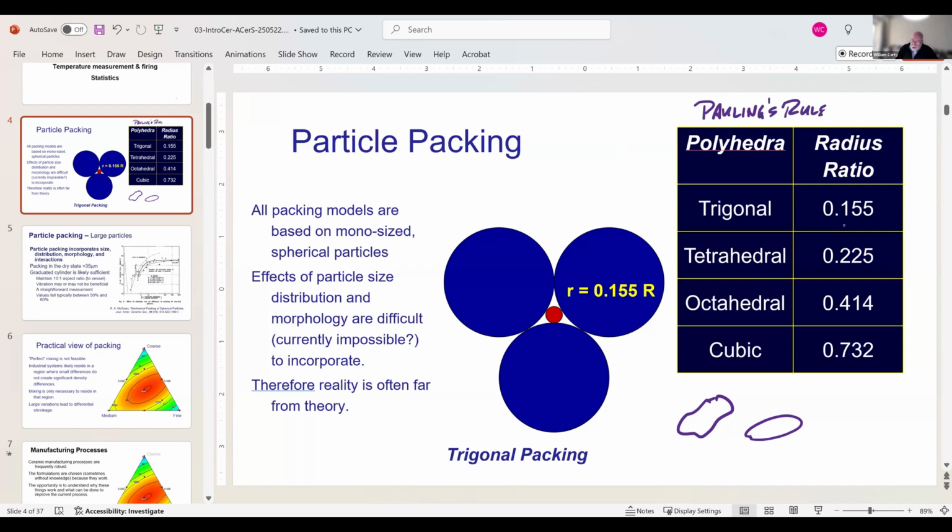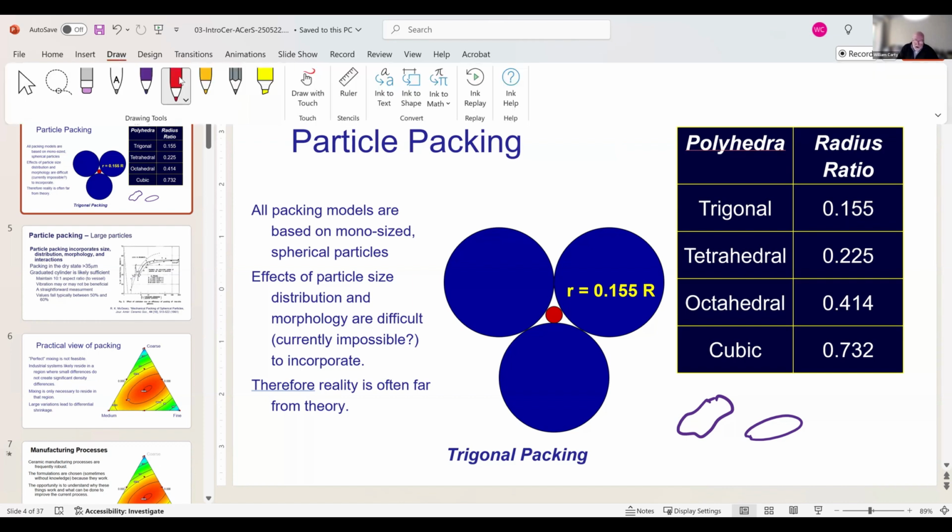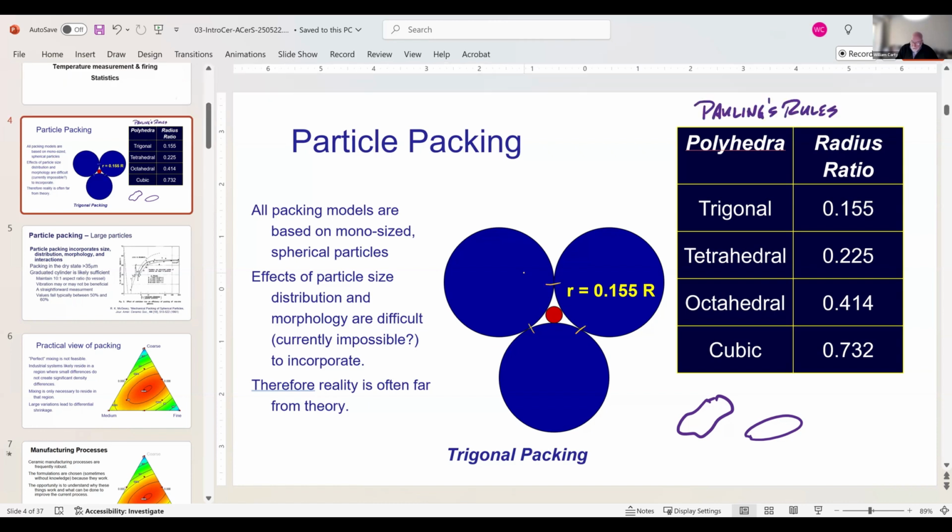to explain the packing of atoms or ions in a crystal lattice. But they apply to particle packing, particularly for spherical models. So if I have three large spheres, as you see here, okay, and these spheres basically touch in three places, the hole that's left by those spheres is 0.155 times the diameter or the radius of the large. It doesn't make a difference, diameter or radius.